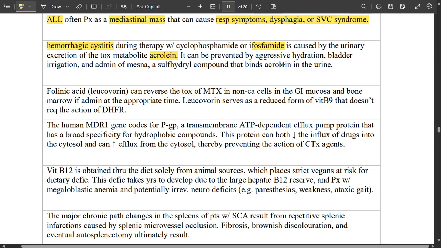It can be prevented by aggressive hydration, which is mandatory, along with bladder irrigation and administration of mesna. Mesna is a sulfhydryl compound that binds to acrolein present in the urine, thus eliminating any red color in the urine.